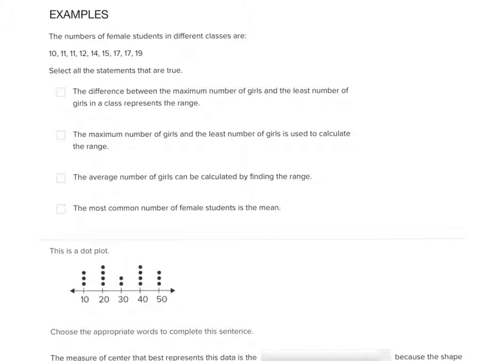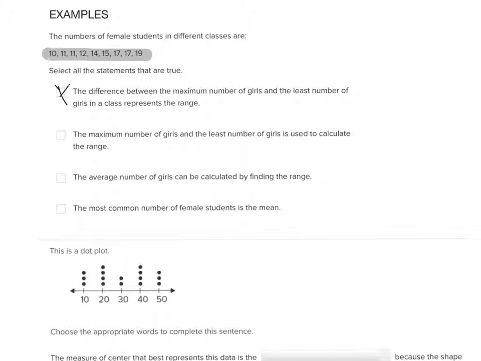The first question is, the numbers of female students in different classes are these. Select all the statements that are true. So first one, the difference between the maximum number of girls and the least number of girls in a class represents the range. That's true. That's what range is.